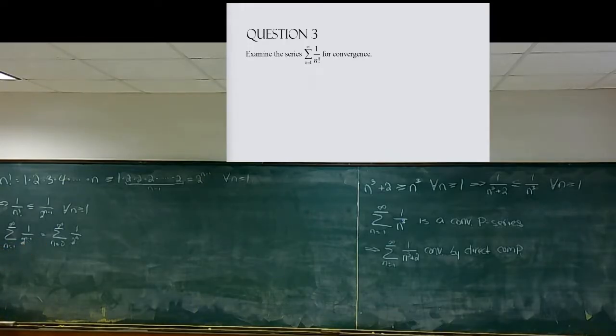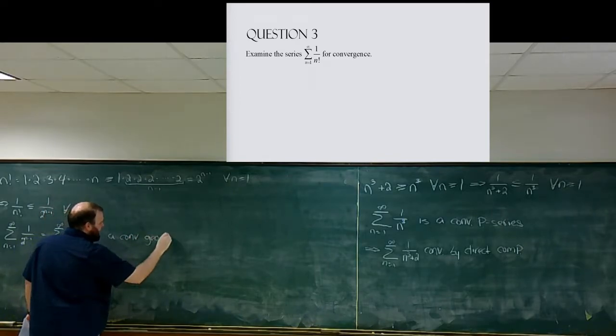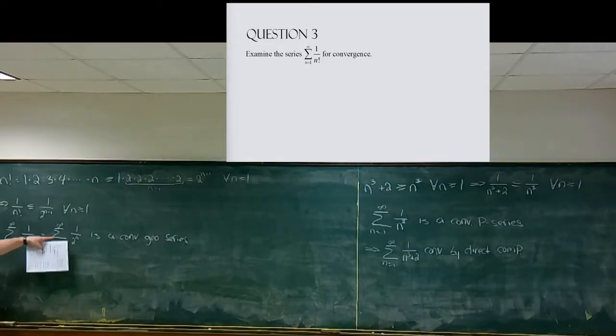Does that geometric series converge or diverge? Let's see. R is 1/2. It's less than 1, so it converges. So 1 over 2 to the n for n equals 0 to infinity is a convergent geometric series, which means this is a convergent geometric series. So this is convergent geometric, this converges, but that's larger. So the series converges by direct comparison.